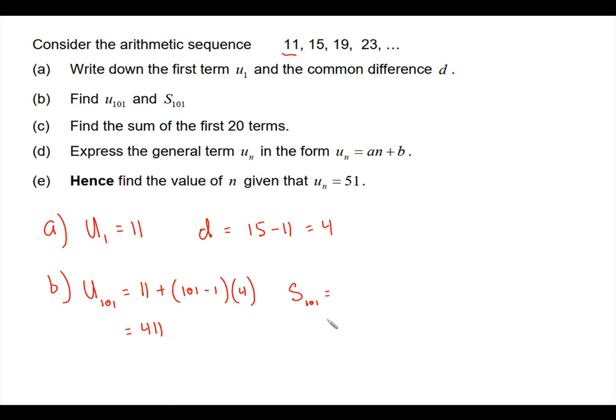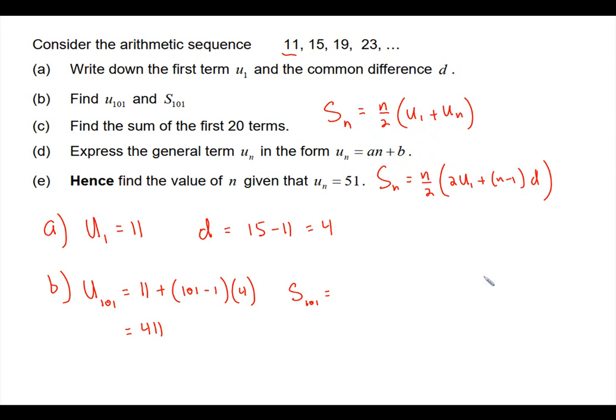Well, remember there's two versions of the sum formula, right? One version of the sum formula for an arithmetic sequence is n divided by 2 times the first term plus the last term. So whenever you know the last term of the sequence that you're trying to find the sum of, you would use this version of the formula. Now if you don't know the last term, you can also find the sum using this version of the formula, n over 2 times 2 u sub 1 plus n minus 1 times d.